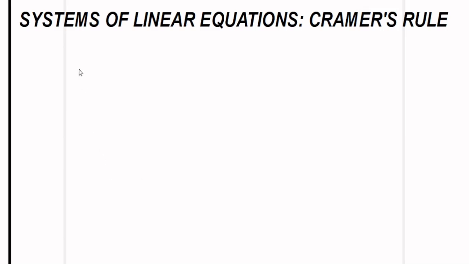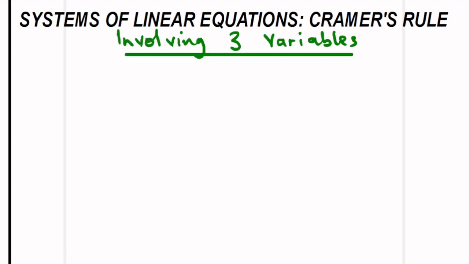In today's class, we are going to be solving systems of linear equations using Cramer's rule. In our last video, we worked on systems of linear equations involving two variables. But for today's class, we are going to be working with three variables. So for three variables, it means that our linear equations are going to have three unknown values. And if we have three unknown values, it's going to lead us to a 3 by 3 matrix.